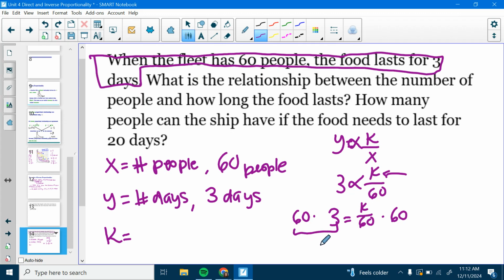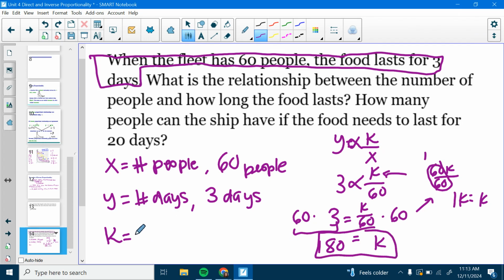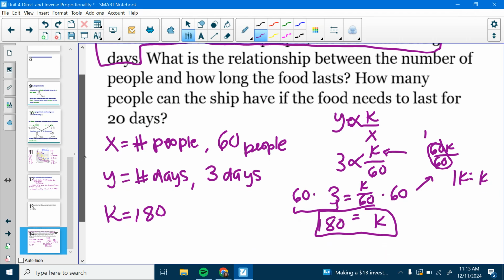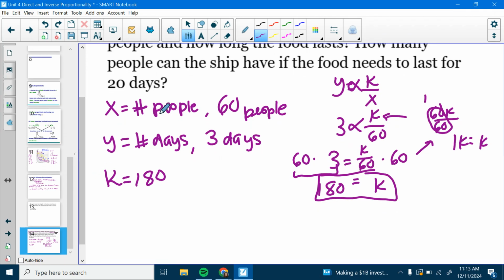3 times 60 gives me 180. If I multiply by the denominator, that's the same as saying 60k over 60. Anytime you have a number divided by itself, it equals 1. So I have 1k, or just k. So k is over here at 180. So my constant is 180. That is our key number that tells us how the number of days the food lasts and the number of people on the fleet of the cruise ship are related.